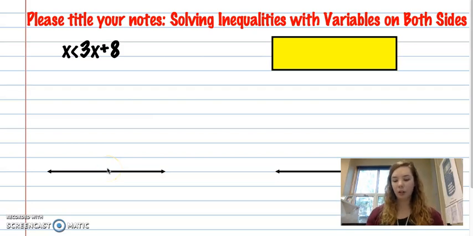All right, today it's our last day working on these inequalities. And it's the last type. So we're solving inequalities with variables on both sides. That's our title for today. It's the last type of solving inequalities that we haven't covered yet, that we did for equations. So our first example is x is less than 3x plus 8.